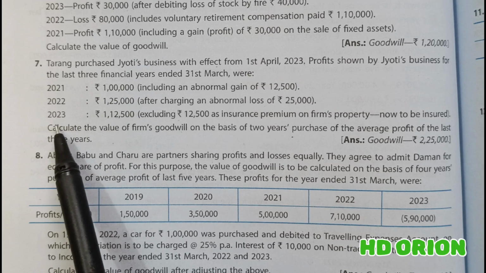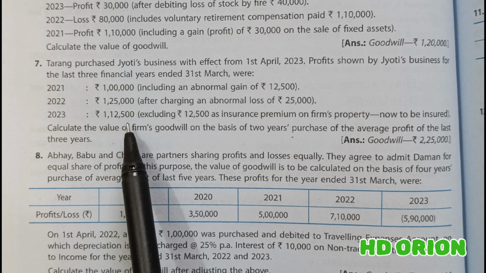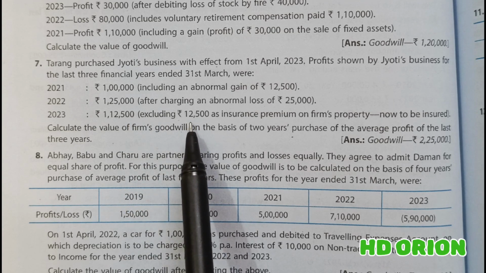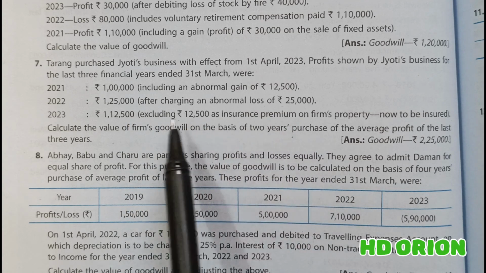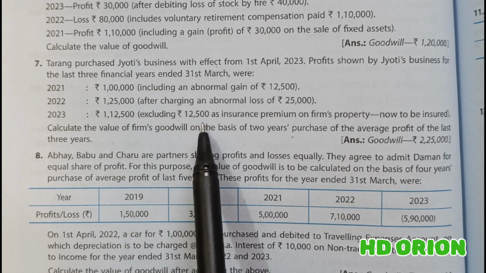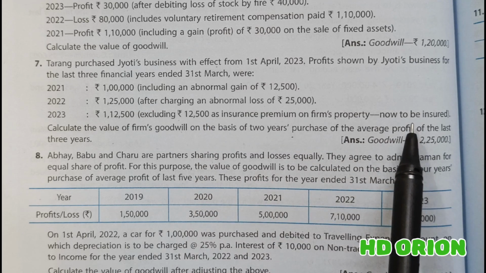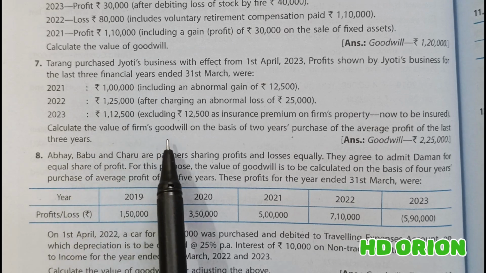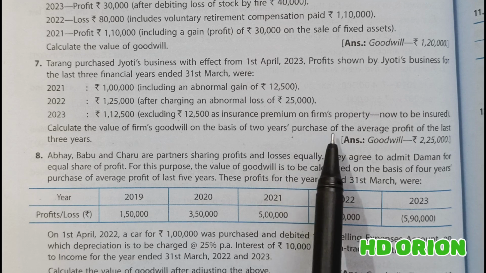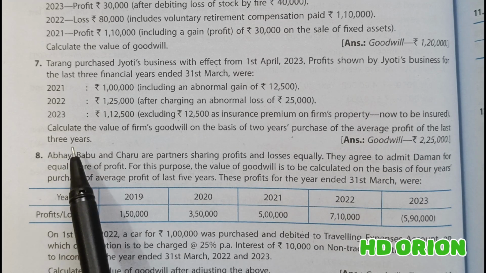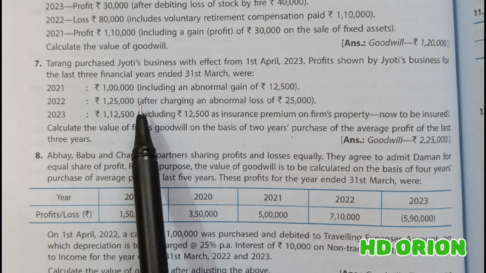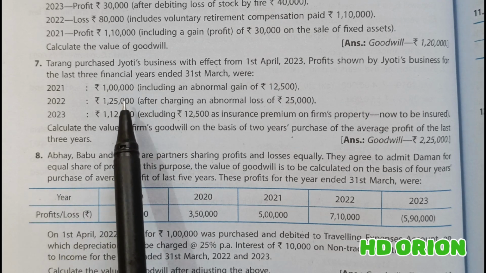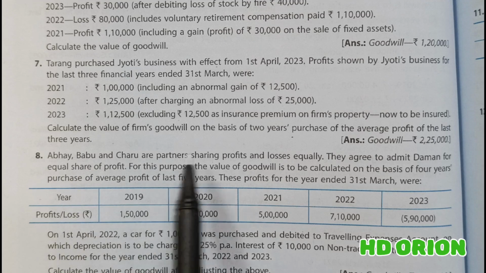And in the year 2023 there is a profit of rupees 1,12,500, excluding rupees 12,500 as insurance premium. So in calculation of this amount, insurance premium has been neglected or ignored. Now we have to take it back in this profit. Calculate the value of firm's goodwill on the basis of 2 years purchase of average profit of the last 3 years. So 3 years profit is given, but these are not normal profits. We have to convert these profits into normal profit, and then 2 years purchase goodwill will be calculated.